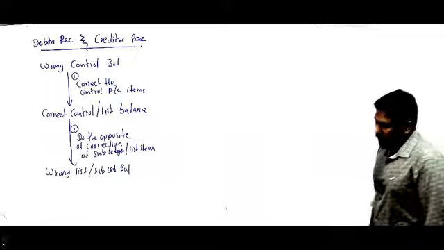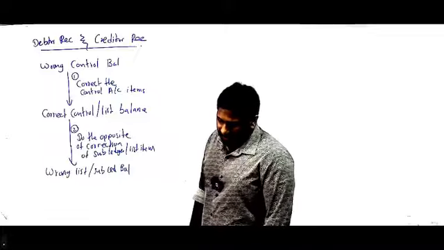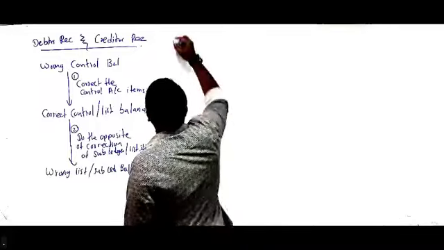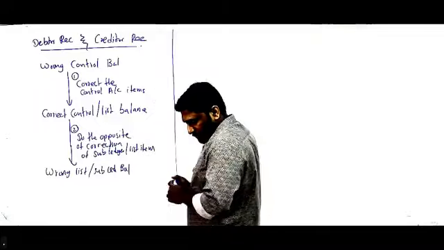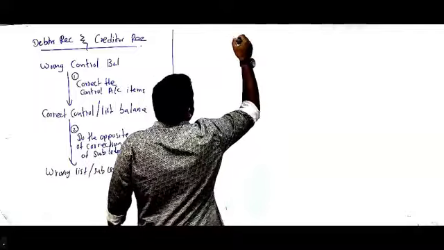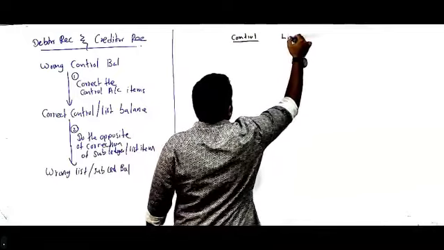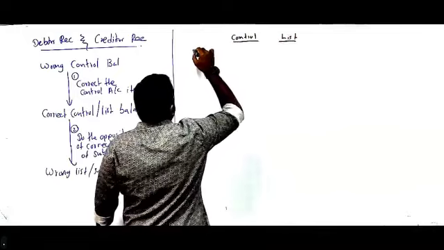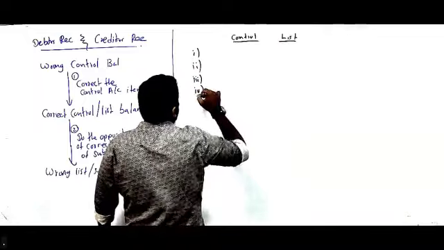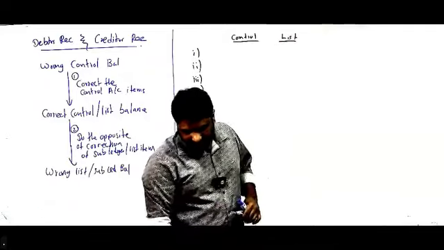Okay. Now turn to page number 17 and read the question. Control and the list. Transactions 1, 2, 3, 4. 4 transactions are there. Read the first transaction.